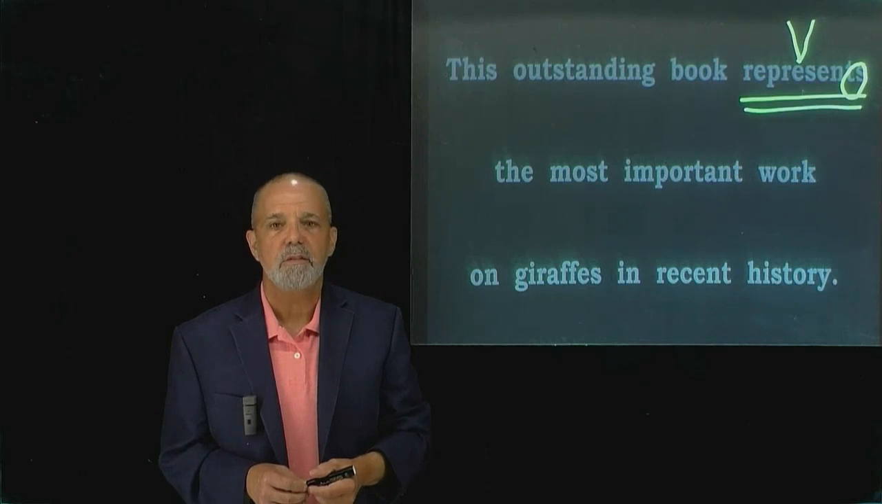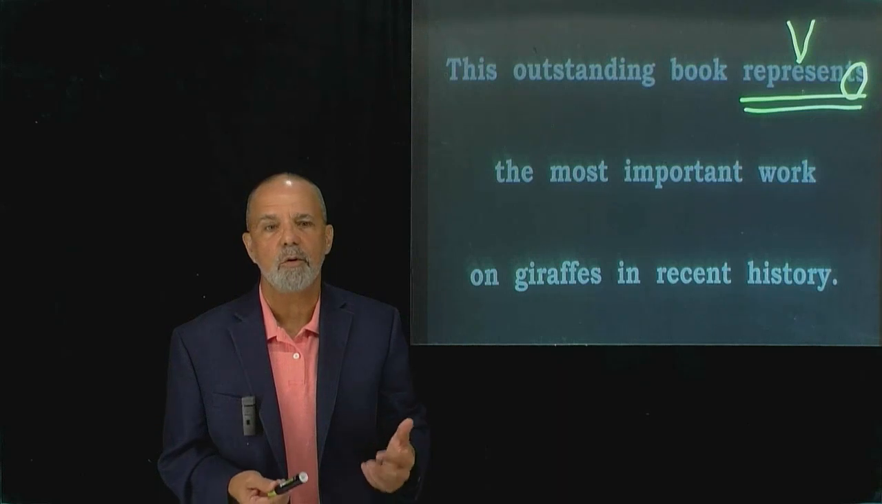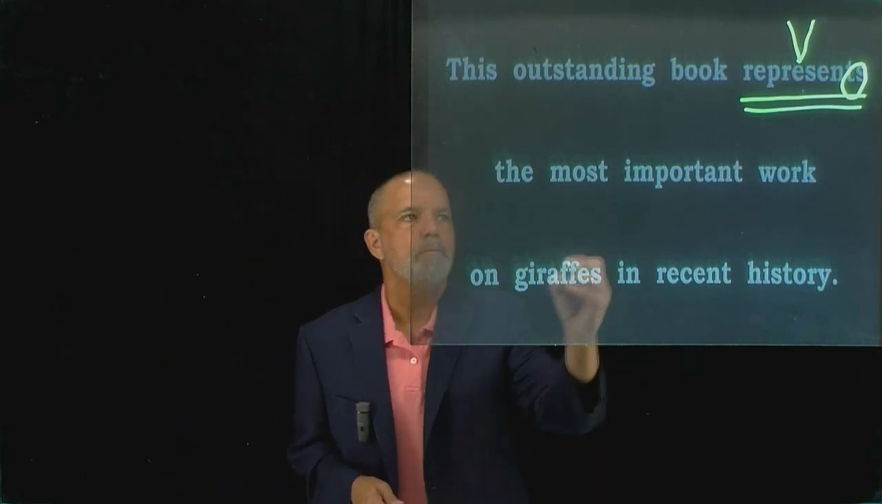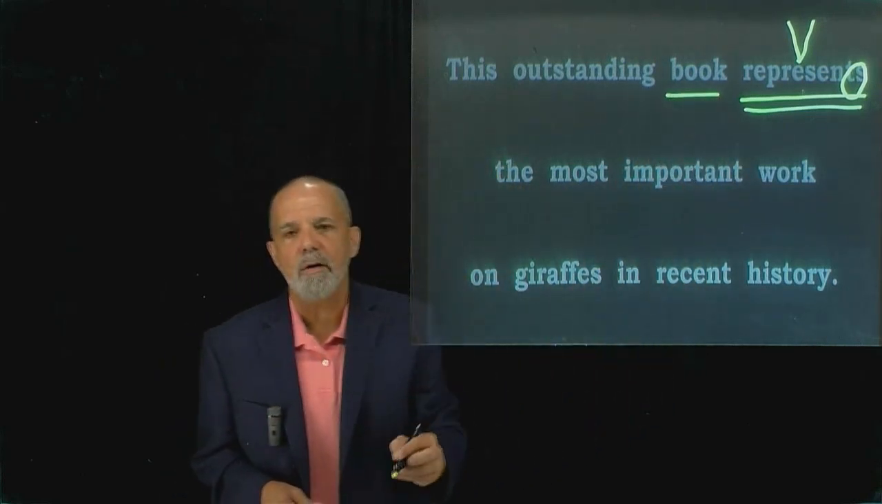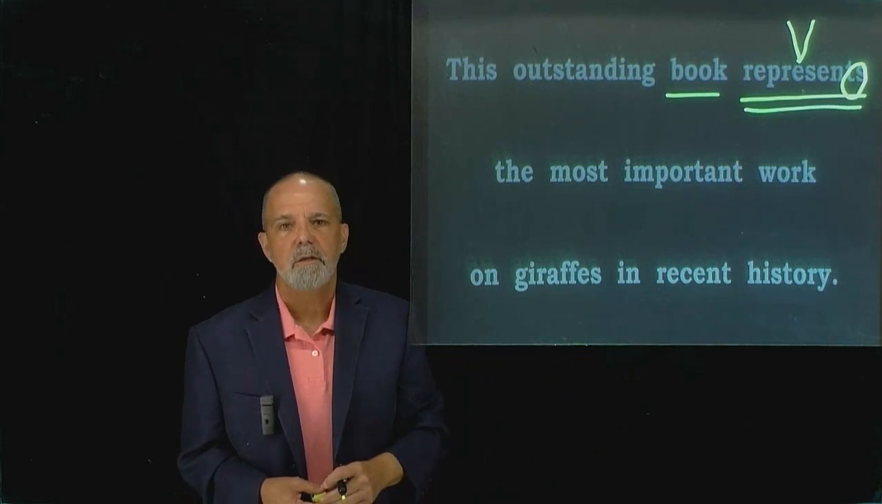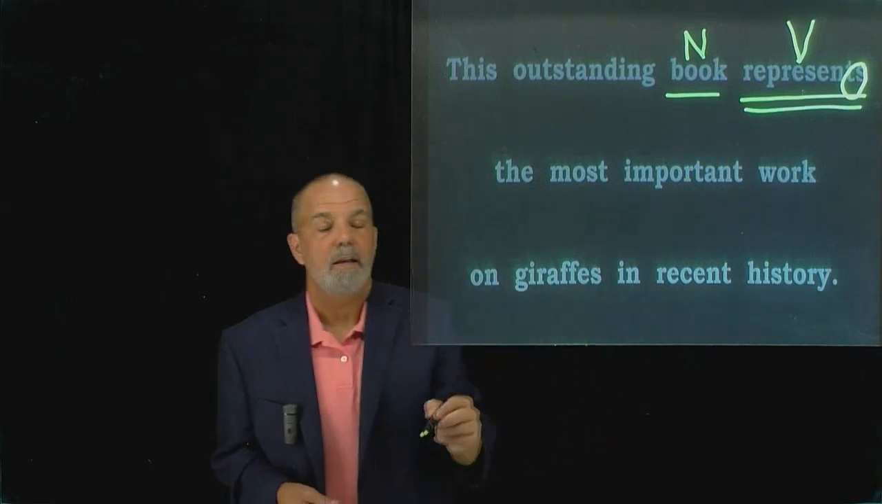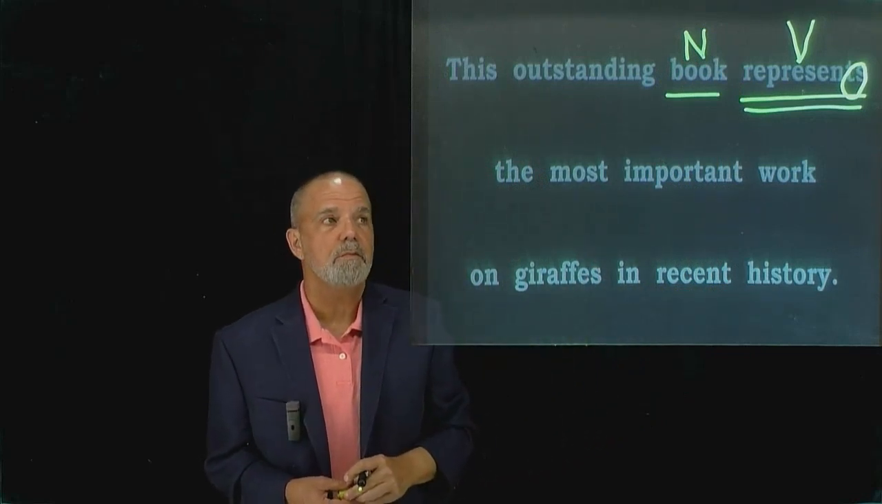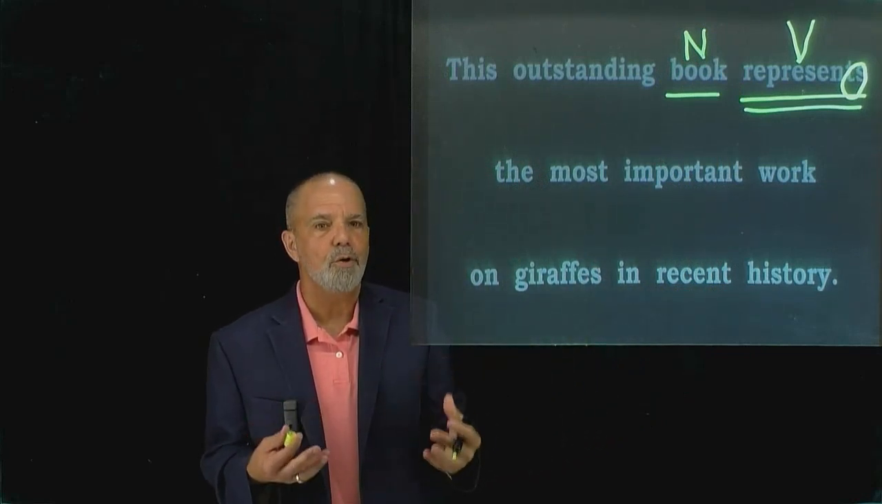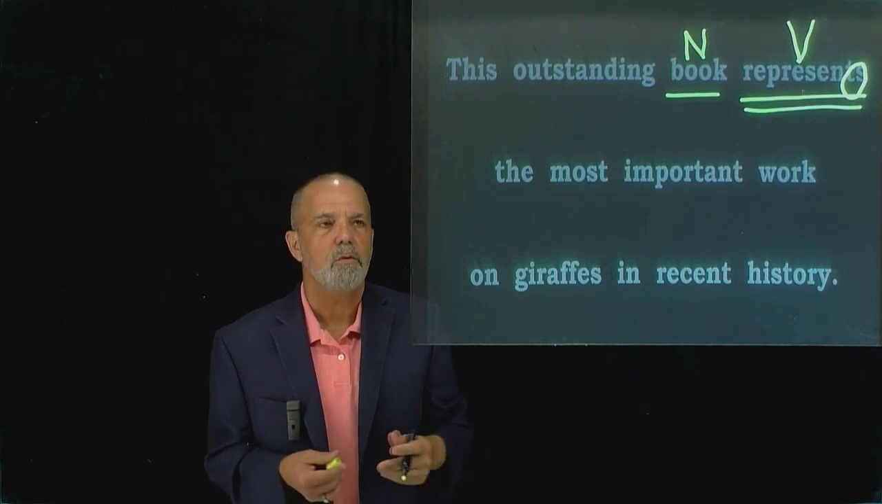And of course, a subject is always a noun, and anything a noun can do, a pronoun can do, a noun or a pronoun. So here we have the word book. What part of speech is the word book? Well, book is going to be a noun. And it is the subject of the sentence. So this sentence really is book represents something, right?